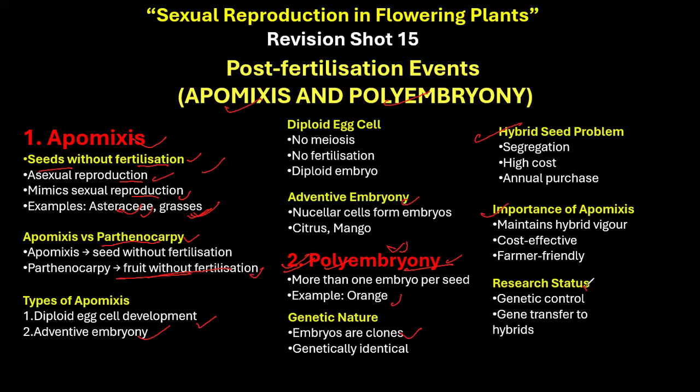Then one more thing that is mentioned in my textbook is what research is going on about apomixis. There is active research worldwide right now. Number one is to understand the genetics of apomixis, the genetic control of apomixis, and number two is transfer of apomictic genes into hybrid crops. How do we do that? These are the two important hot research topics which are going on in the world right now.